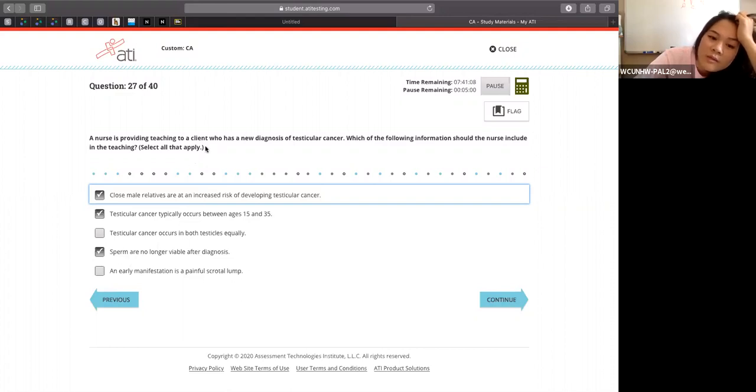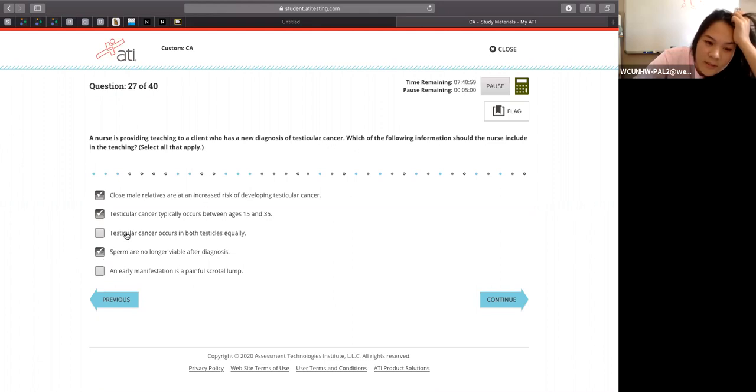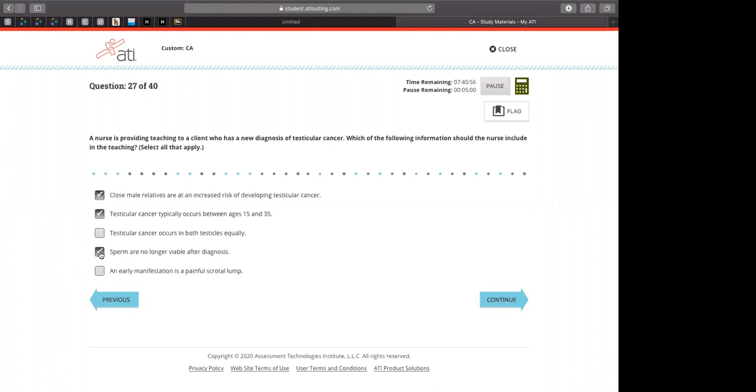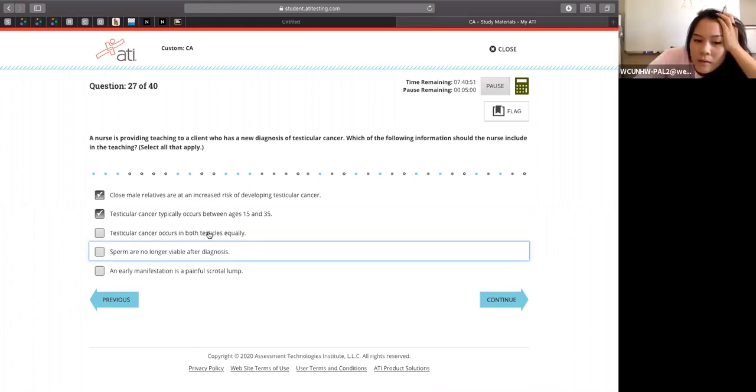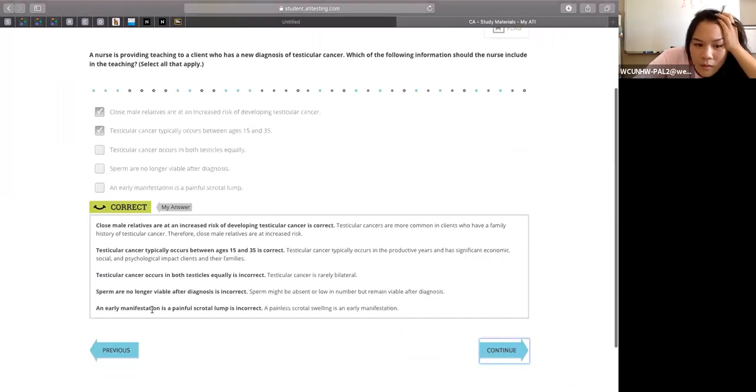Like, it depends on what stage of the cancer it is for it to be affecting the sperm production. Does that make sense? Yes. Yeah, so I don't think it's that one. Yeah, and it won't affect it equally. It doesn't have to be. Okay, so let's look at it: painless scrotal swelling is an indication. Sperm might be absent or low in number, but remain viable after diagnosis. Testicular cancer is rarely bilateral.